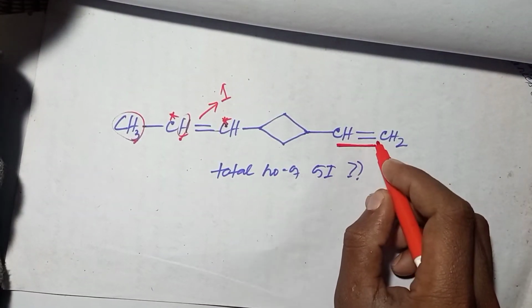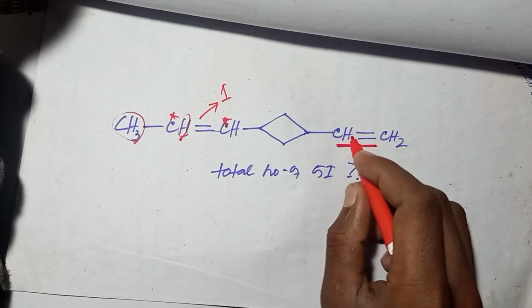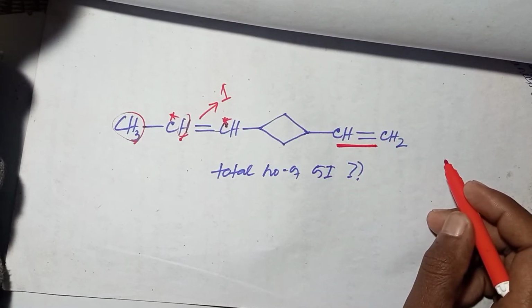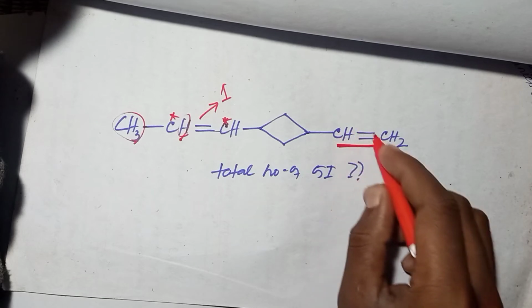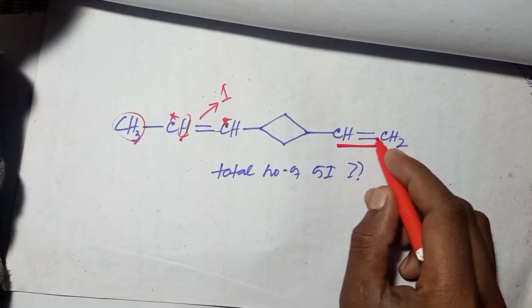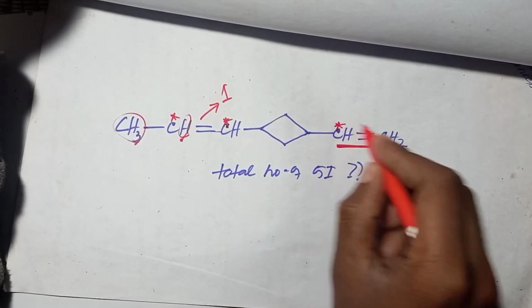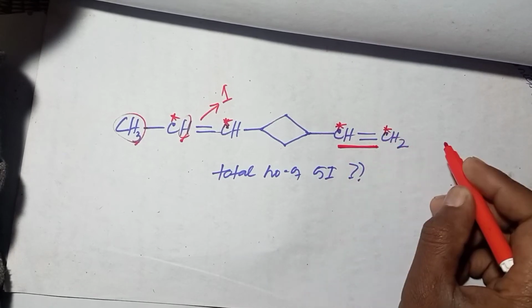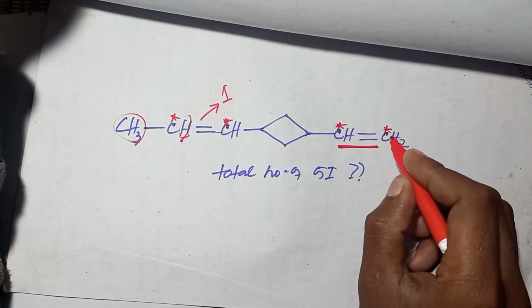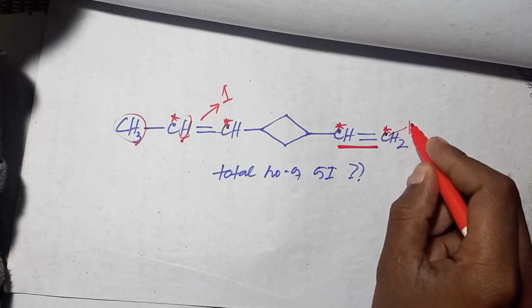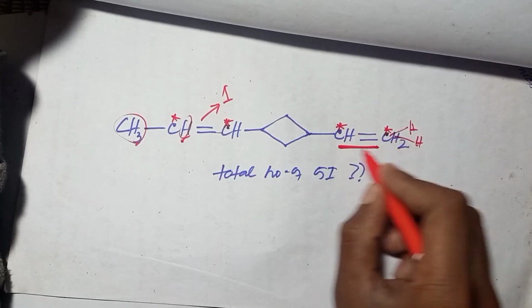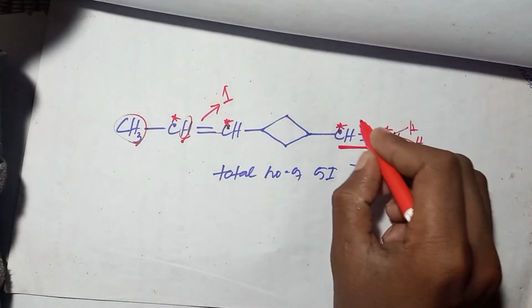double bond. Let's check whether this double bond shows geometrical isomerism or not. In order to show geometrical isomerism, this carbon and this carbon should be connected to two different groups. But this carbon is connected to hydrogen, so this double bond will not show geometrical isomerism.